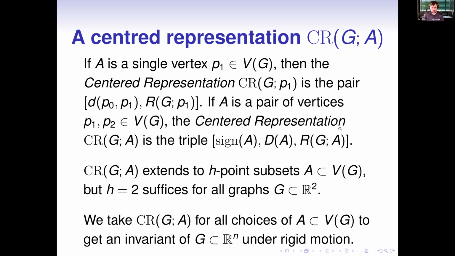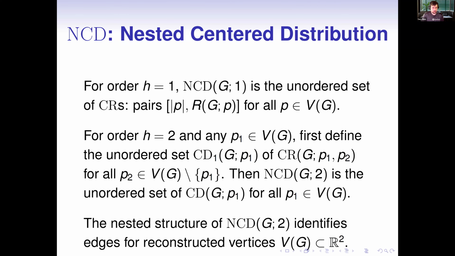For 2 points, the example was there, and then the CR is simply that it contains all the combinations. So when A consists of only 1 point, we will have n entries. But when we have 2 points, there's a quadratic number of entries, so all the combinations of 2. And we have this triple for every combination.